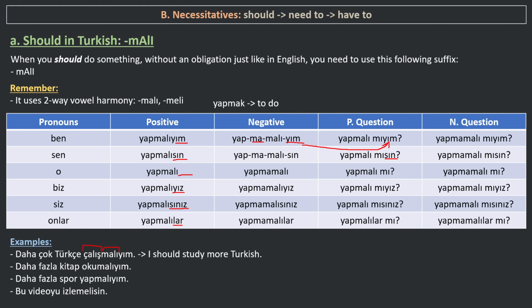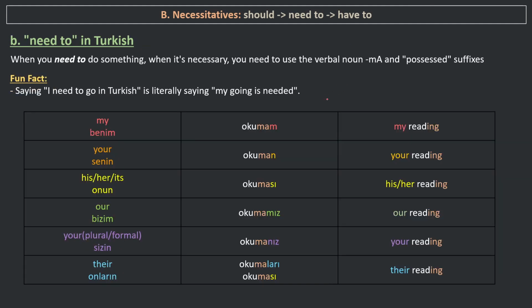So, I want to move to need to. We will go in this order: should, need to, have to. Okay, so I am moving. Now, need to in Turkish. This is more complicated because first you need to know the vowel harmony, genitive case, and you need to combine it with another word, gerek.